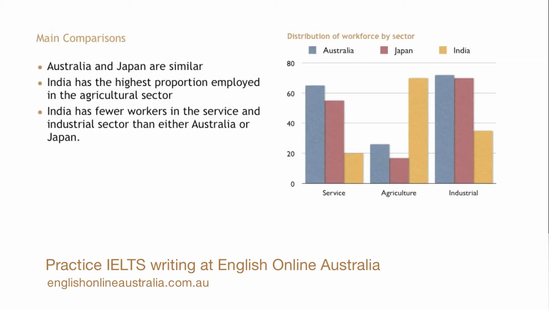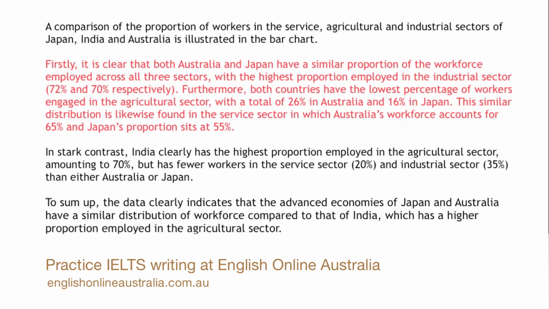Now, let's look back at the main comparisons. We want to put these main comparisons into well-constructed paragraphs. Remember, we just want to focus on the main comparisons. We don't want to talk about every little difference or detail. In the second paragraph, we've taken the first 2 comparisons and developed them into complex sentences. We've also given some numbers, 72% and 70%, for example. Look at the language on how to do that in a second.